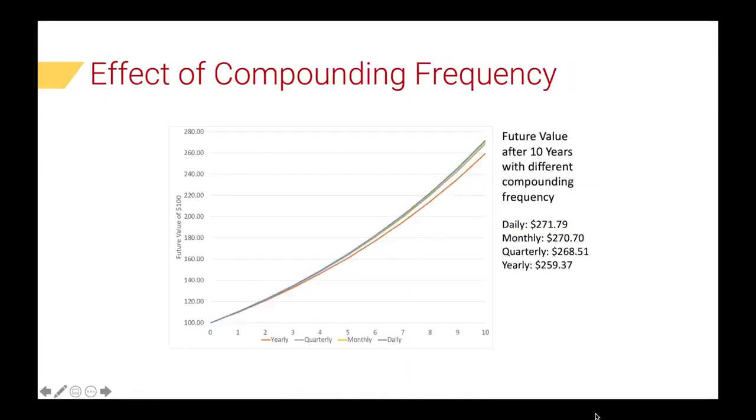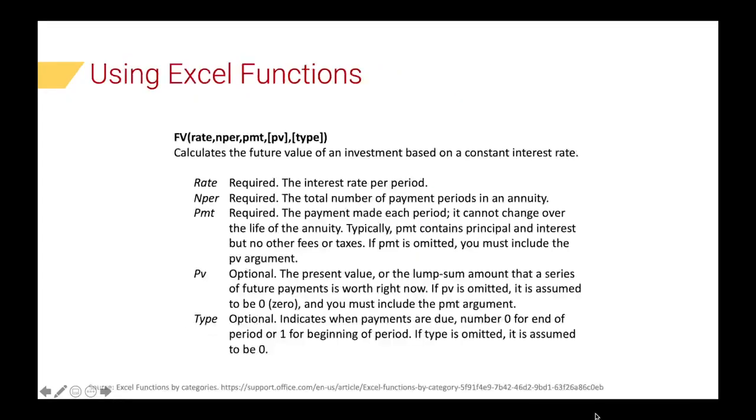This graph shows future values after 10 years with different compounding frequencies. The daily amount will be $271.79. The monthly amount will be $270.70. The quarterly amount is $268.51. And the yearly amount is $259.37. In this course, we will use Microsoft Excel to determine these values instead of doing the calculations by hand.